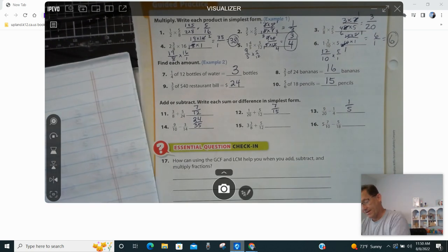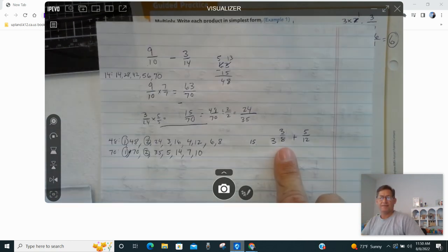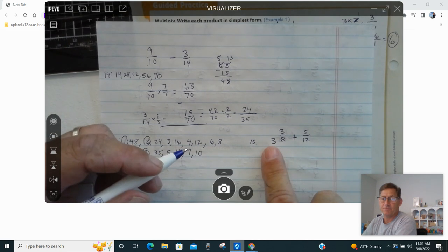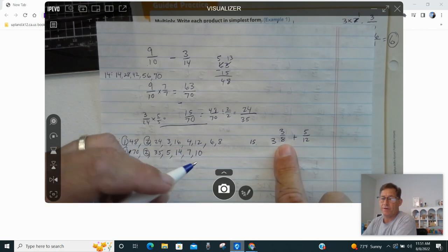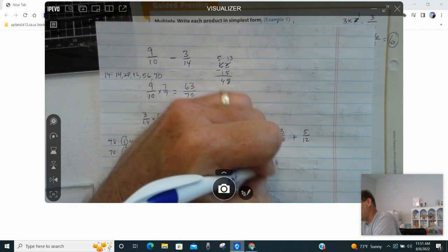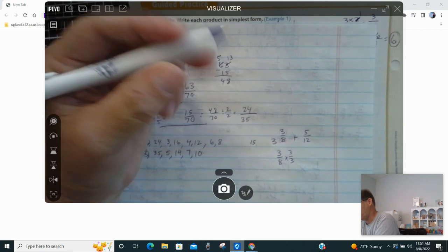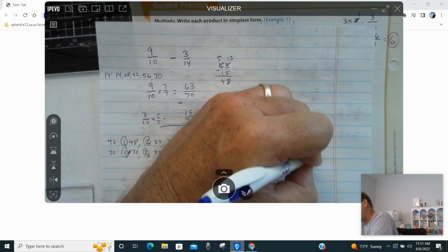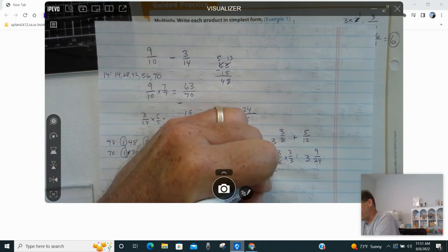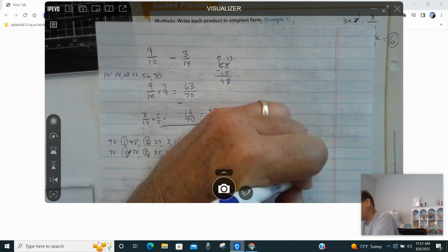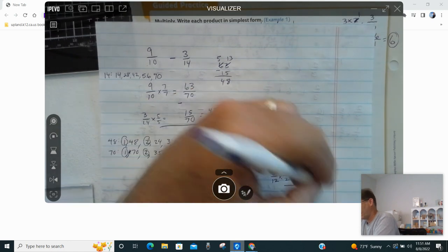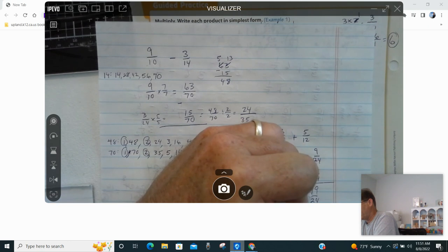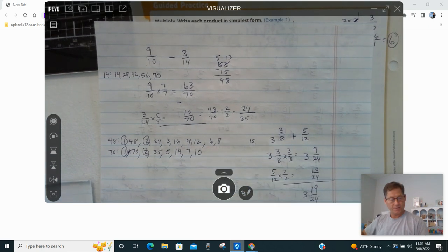Number 15, 3 and 3/8 plus 5/12. Okay, when I look at the eighths, I'm going to ignore the 3 because this can be rewritten as 3 plus 3/8 plus 5/12. I know 8 can become 24. 12 can become 24. So let's change the eighths into 24ths. So that would be 3 and 9/24. And 5/12, I'm going to multiply by 2 halves, and I'd get 10/24. Add those together, we have 19/24, plus 3. So 3 and 19/24.